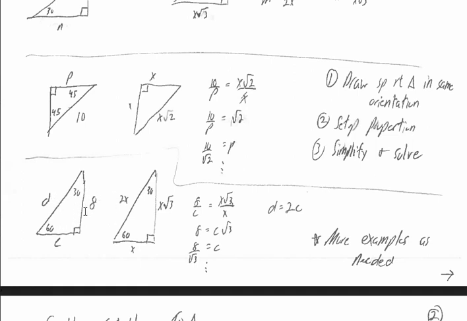I could say that 8 over c, this leg over that leg, is equal to x root 3 over x. Those x's will cancel and then cross multiply. Find out that c is 8 divided by root 3. And in class, I'll probably then multiply this by root 3 over root 3 to rationalize the denominator. And then whatever number I get there, that's the side across from the 30, I'll double that to figure out what d is. And there's more examples in the homework.